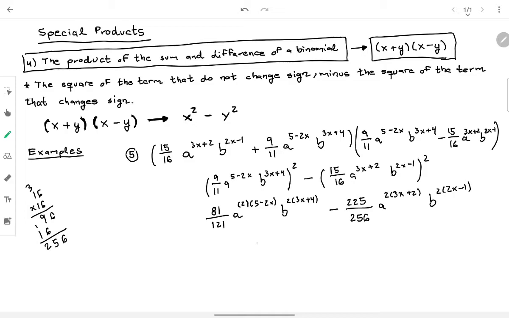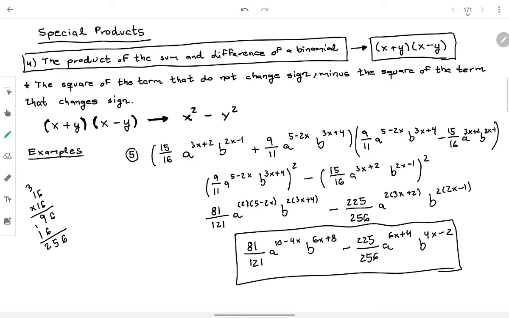So the final answer is going to be 81 over 121, a to the 10 minus 4x, b to the 6x plus 8 minus 225 over 256, a to the 6x plus 4, b to the 4x minus 2. And this is going to be the final and ordered answer, because remember, it will be always first the positive and then the negative one. So let's see one last example.